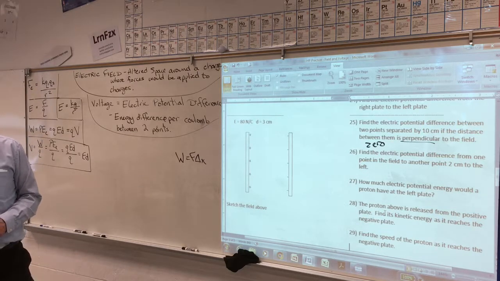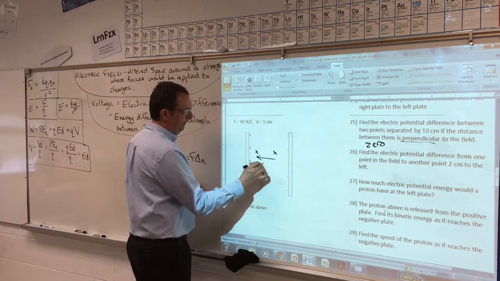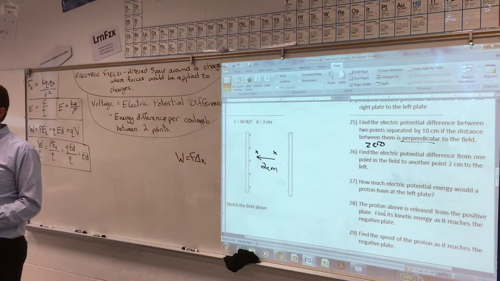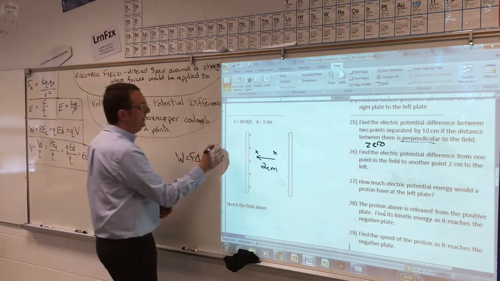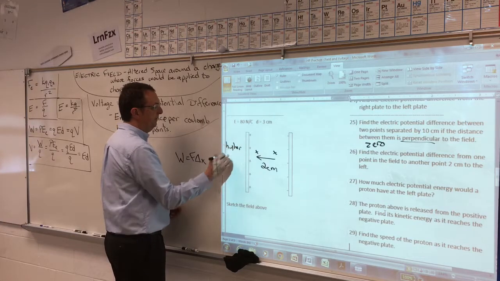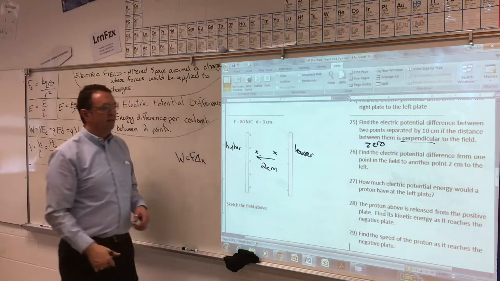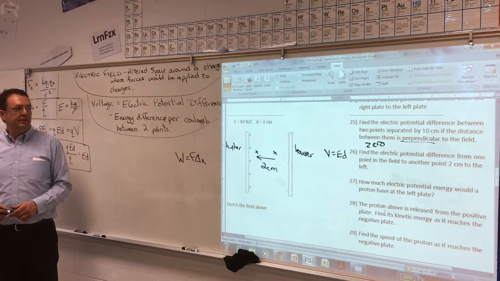Number 26, find the electric potential difference from one point in the field to another point, 2 centimeters to the left. So I'm going from here to here, 2 centimeters. Is that going to be a positive or a negative? Positive, how do you know? Because by definition, this positive plate is the higher. This is the lower. So if that's the higher and the lower, and you're moving toward the higher, what do you get? You get a positive difference. Electric potential difference is the field strength multiplied by the distance.